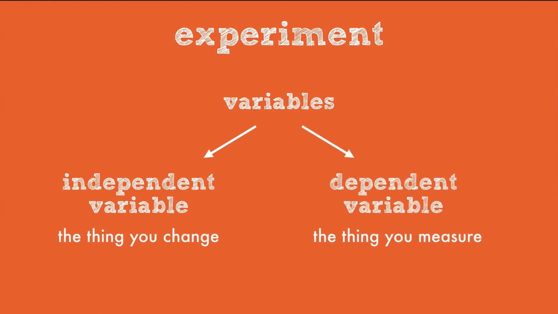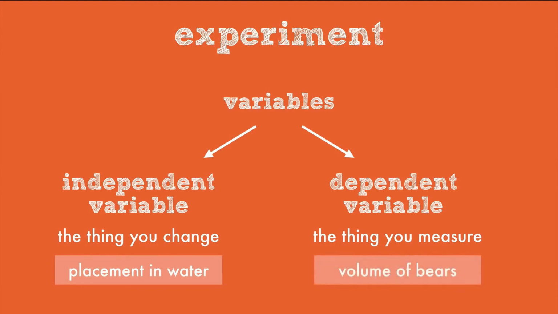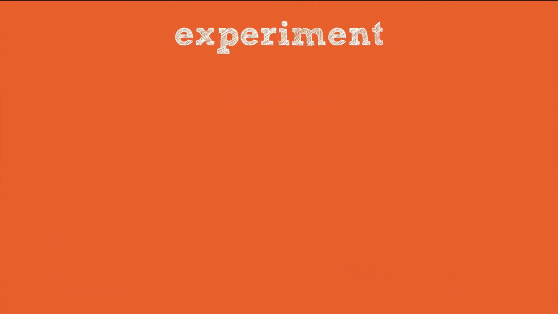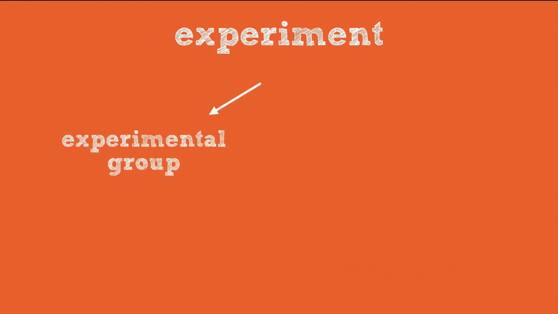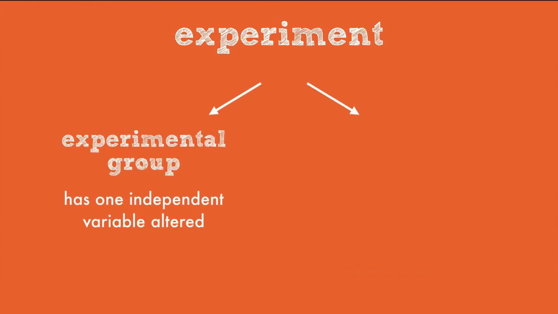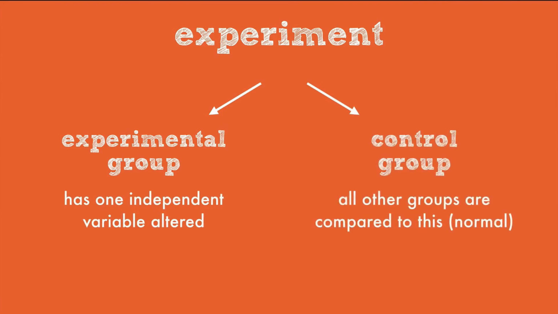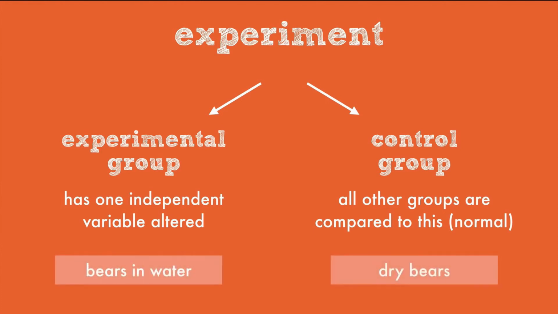So in the gummy bear example, the change in the experiment is that the gummy bears are being placed in water. The dependent variable is the volume of the gummy bear, which is measured before and after it's soaked in the water. A valid experiment will have both an experimental group, where the independent variable is altered, and a control group, which can be used to compare the experimental group to the normal or unaltered version. In the gummy bear experiment, the bears placed in water are the experimental group, and the dry gummy bears are the control, because that's how gummy bears normally are.